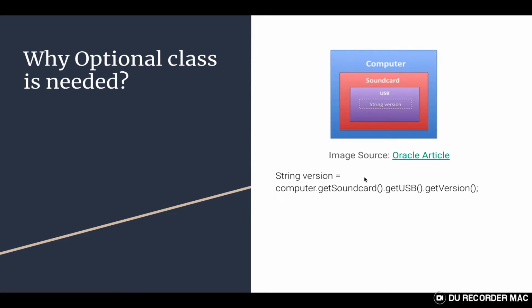So there is an example which I have taken from the Java documentation itself. So we have a computer object which contains a sound card object, which in turn contains a USB object, and that particular USB object has a version attribute which is of string type. In order to access the version of that USB object, we have to do successive method calls: we'll call the get sound card method on the computer object to get the sound card object, then further call the get USB method to get the USB object, and lastly call get version to get the version of that particular USB.